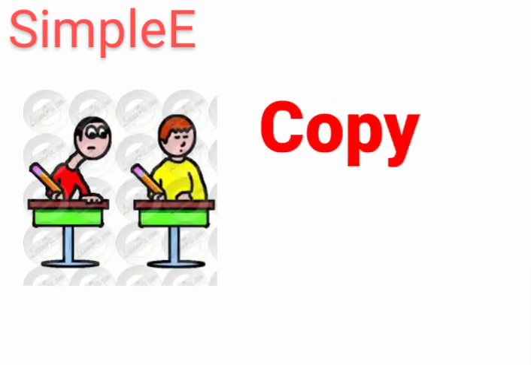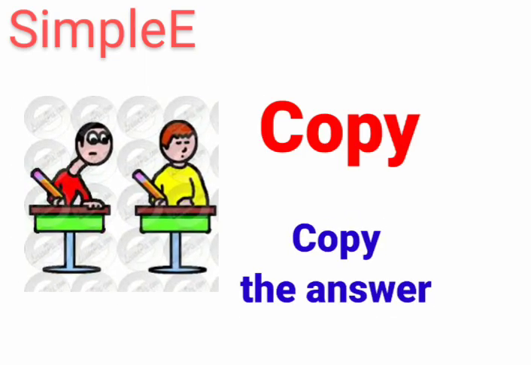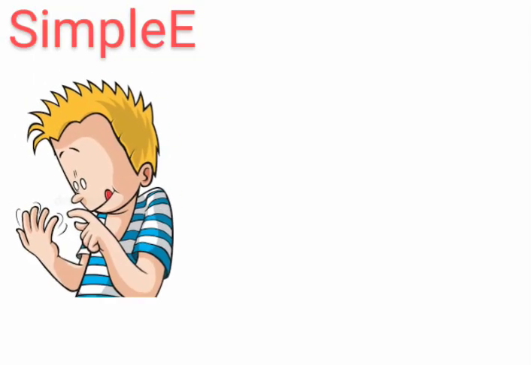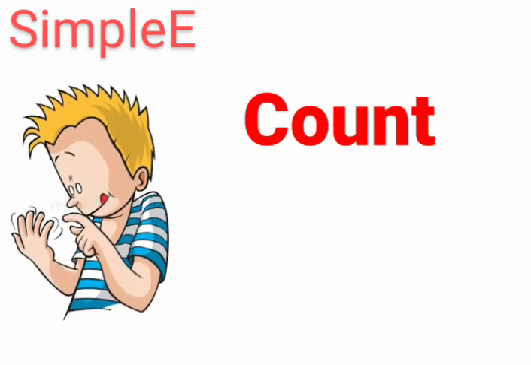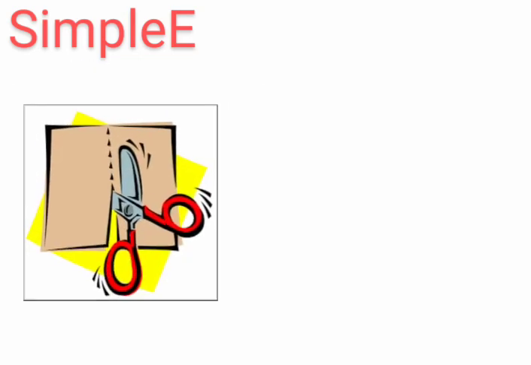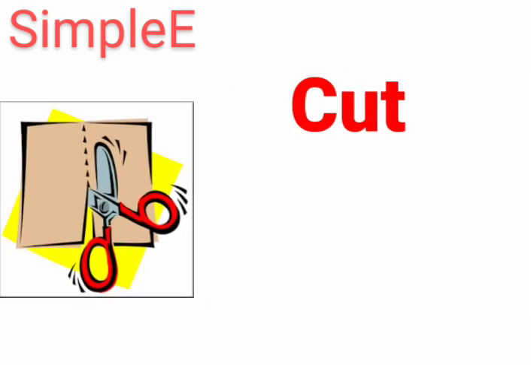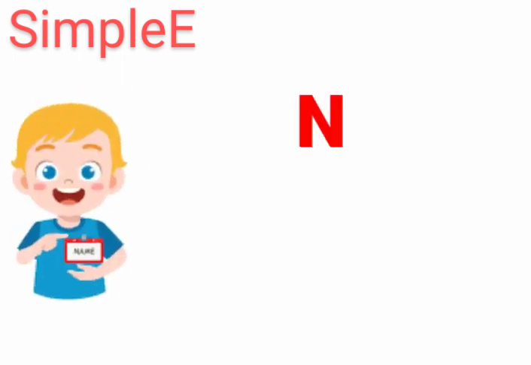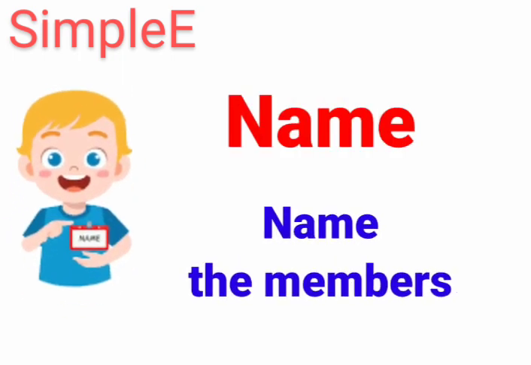Copy. Copy the answer. Verbs in English Lesson 3. Count. Count the numbers. Cut. Cut a paper. Paste. Paste the sticker. Name. Name the members.